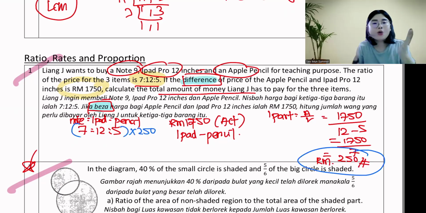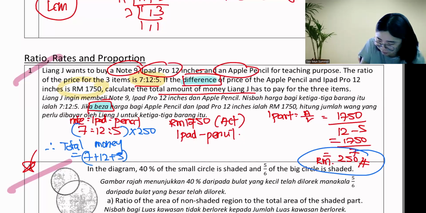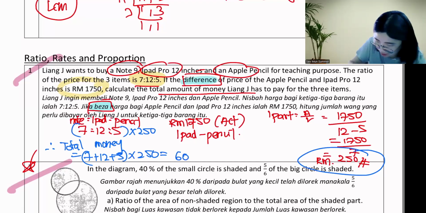Okay, so they want the total amount of money. How much are they? So the simple way, the total amount of money, you plus everything: 7 plus 12 plus 5, times by 250. And then the answer will be 6,000 RM.